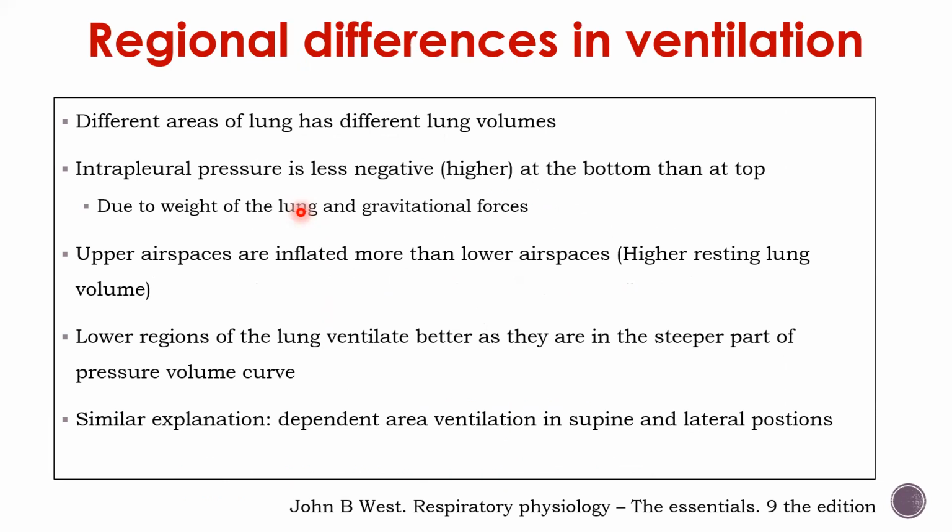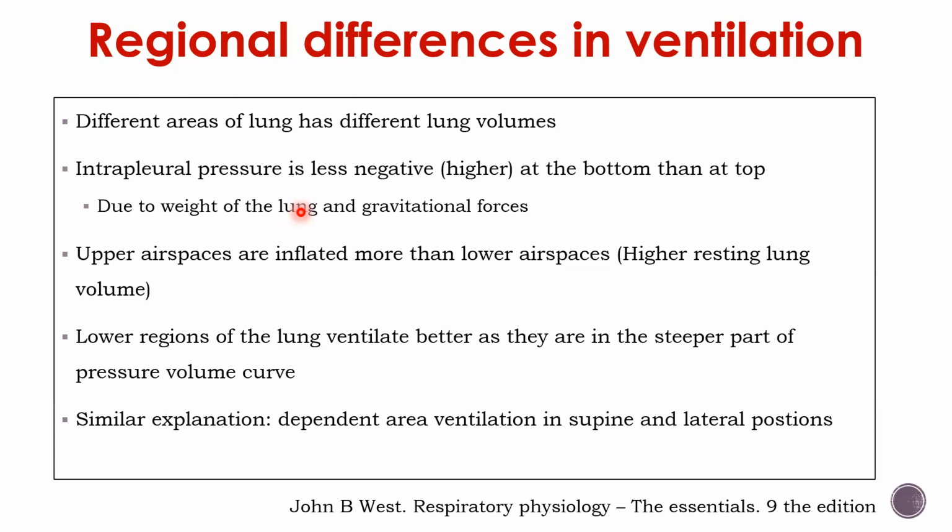There are different zones of the lung: upper zone, middle zone, lower zone. If you see the pressure differences, in the upper zone the pressure will be low because of gravitation. In the lower part of the lung, the pressure will be high because of the gravitational force. Because of these pressures, ventilation will be very high in the lower zone.